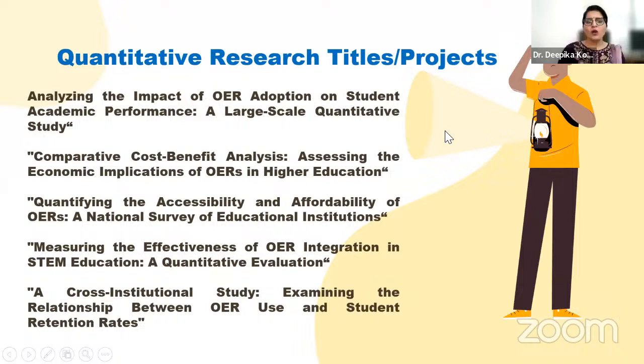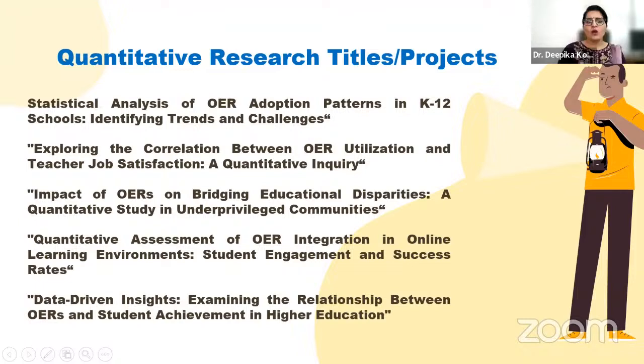If you are interested, like 47% of you are interested in quantitative research. So these are some of the titles: you can analyze the impact of OER adoption on student academic performance, do a comparative cost-benefit analysis, quantify the accessibility and affordability of OER, conduct cross-sectional institutional studies, then a statistical analysis of OER adoption patterns in schools. You can explore the correlation between utilization and satisfaction. So these are some of the tentative topics you can go through afterward.